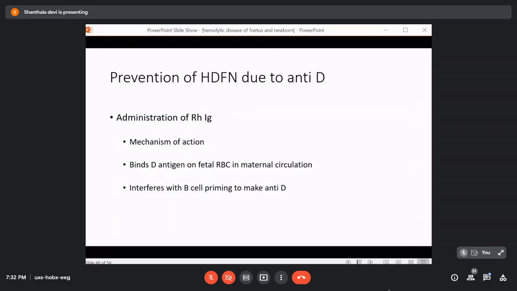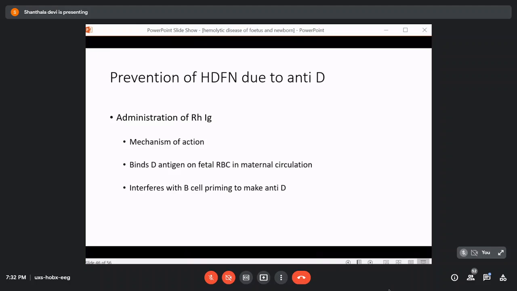How do we prevent the occurrence of HDFN due to anti-D? The event which changed the course of HDFN due to anti-D was when they discovered that administration of Rh immunoglobulin could decrease the sensitization of the mother. How does this act? It binds to the D antigen on the fetal RBCs in the maternal circulation and prevents sensitization. However, this is a simple explanation.